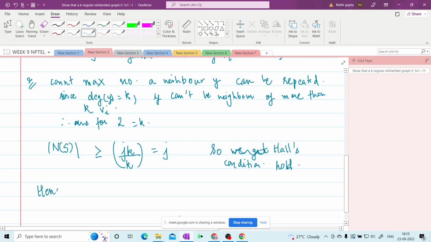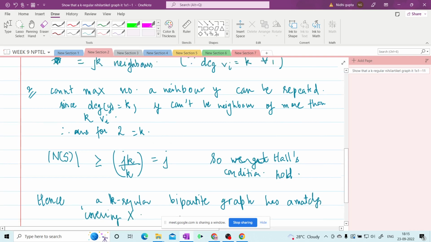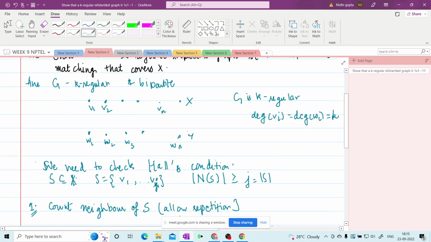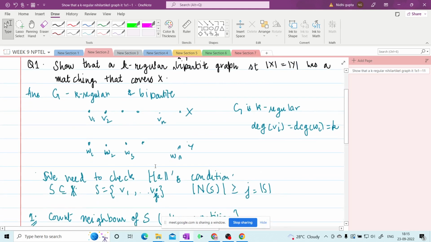Hence a K-regular bipartite graph has a matching covering X. So this was one of the applications of Hall's marriage theorem. Now next question.